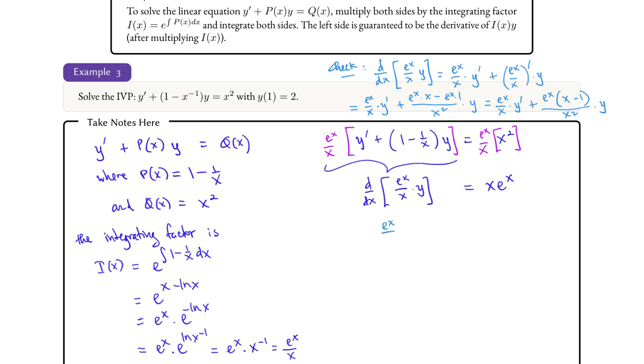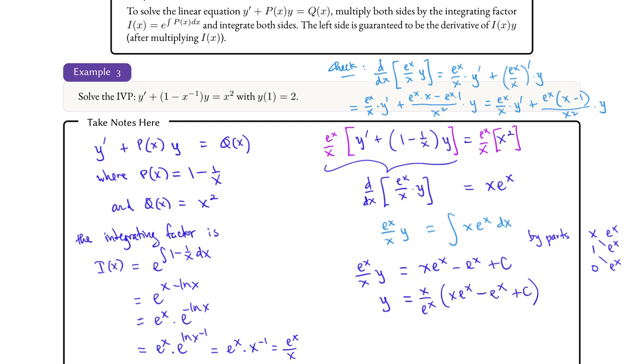And so e to the x over x times y must be the integral of x times e to the x dx. But we can integrate the right-hand side by integration by parts, and so e to the x over x times y equals the antiderivative of x times e to the x, which is xe^x minus e^x plus C, and then we isolate y to get x squared minus x plus Cx over e to the x.